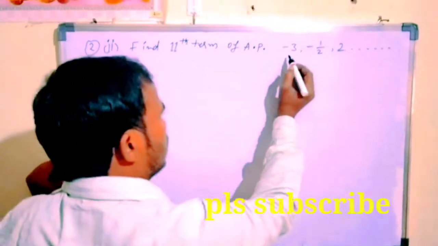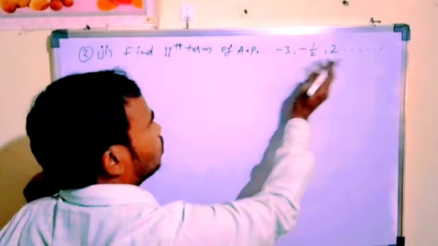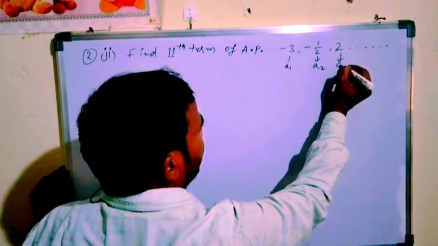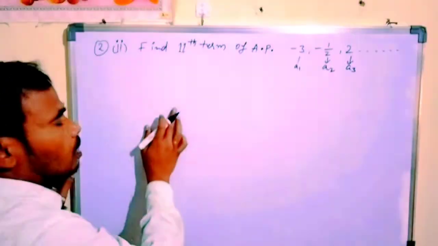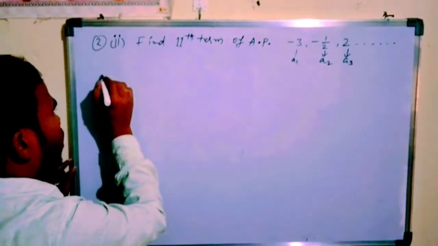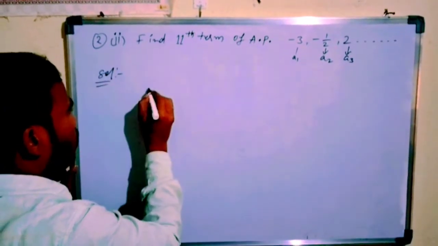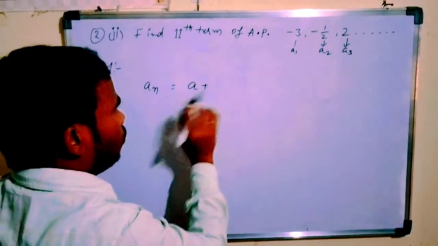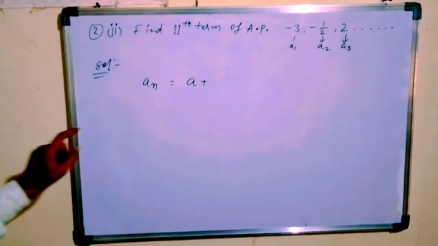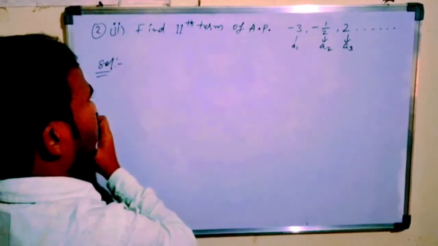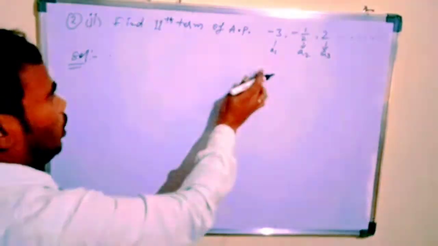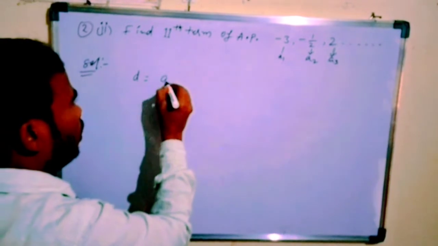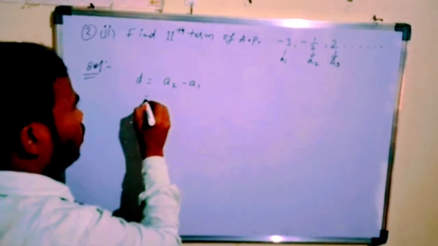Here is the series: -3, -1/2, 2. This is a1, this is a2, this is a3. We are finding the 11th term. Same formula: a n is equal to a plus n minus 1 of d. First you find the d value. d is equal to a2 minus a1. a2 is equal to how much?